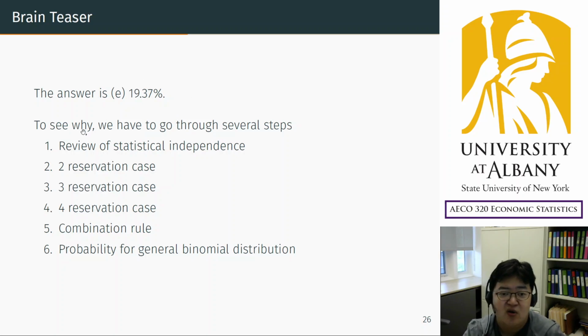To do that, we have to go through about 6 steps. For introductory purposes, it requires a step-by-step procedure to explain the idea. It's pretty tricky and could be counterintuitive. So please follow me, and I'm going to start in the next video. First, I'll start with reviewing statistical independence. See you later.